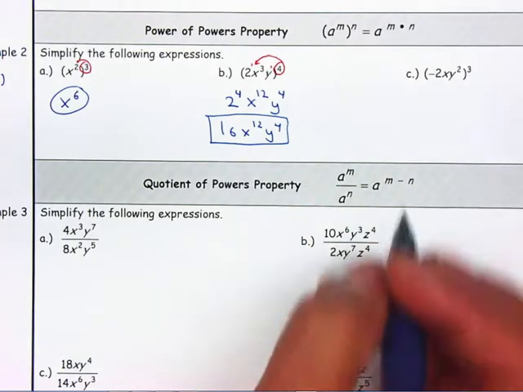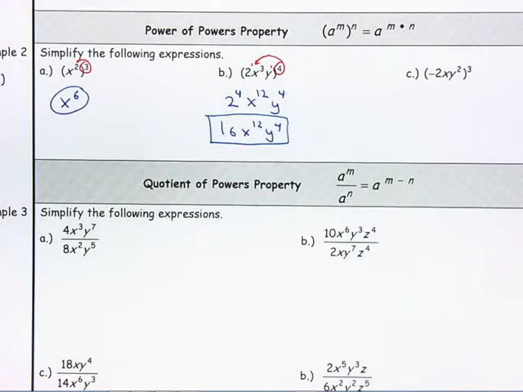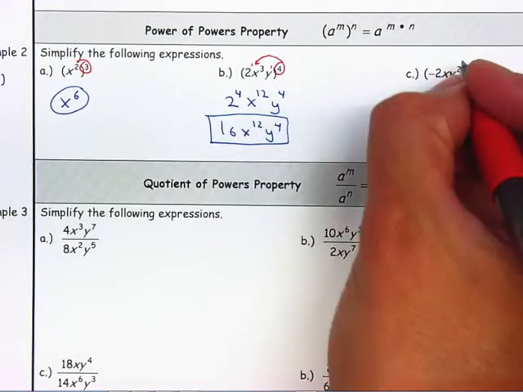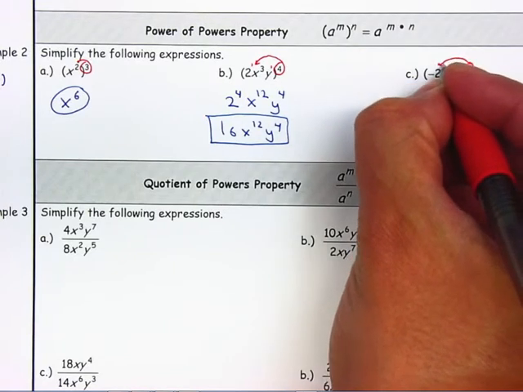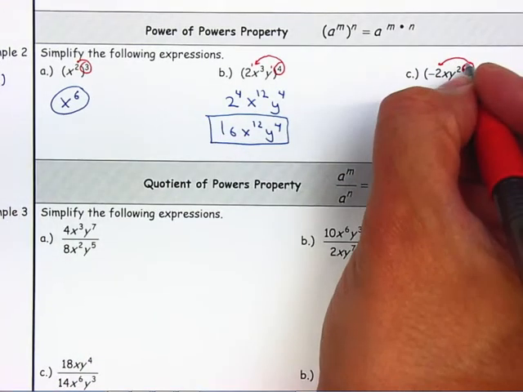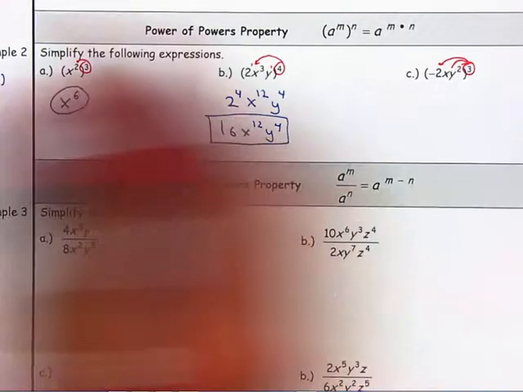On letter C, we have an exponent outside the parentheses. So we're going to go through the same process. The exponent is going to take over the negative 2. The exponent will take over the x, and then the exponent will multiply the 2.